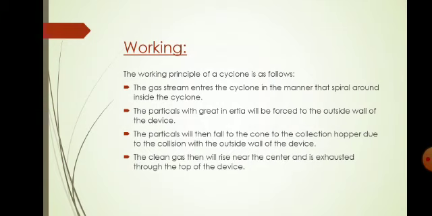Working: the working principle of a cyclone is as follows. The gas stream enters the cyclone in a manner that it spirals around inside the cyclone, meaning the feed or gas stream enters tangentially at high velocity in the separator in such a way that it moves in a circular manner, or it spins in motion. Second point, the particles with greater inertia will be forced to the outside wall of the device. Inertia means the tendency to do nothing or remain unchanged until any external force is applied.